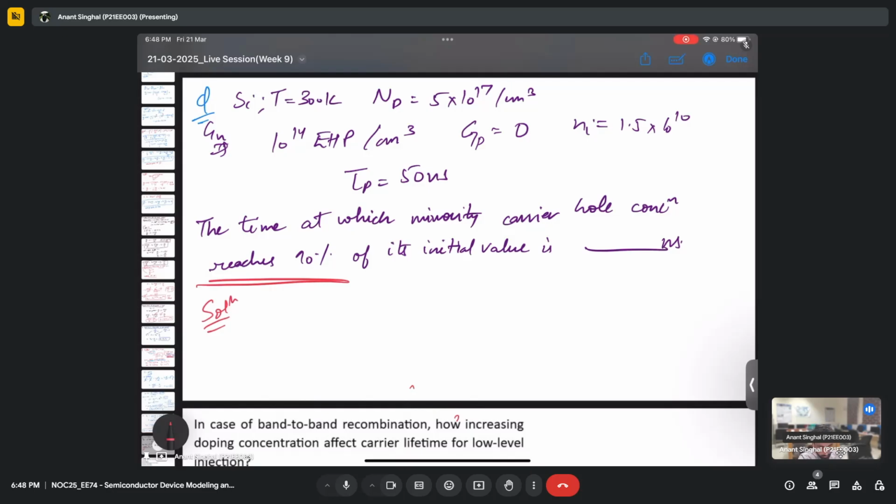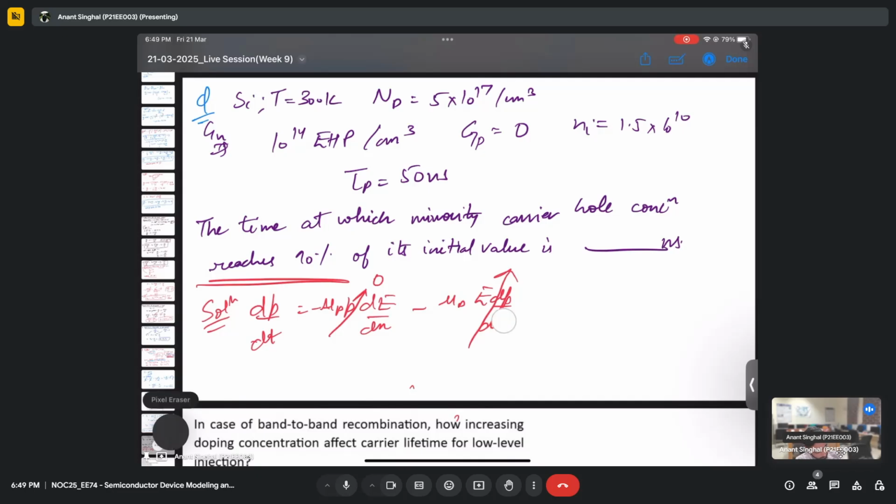So now there are three things in this. There is low level injection, there is no light. So again let's start with the continuity equation. So it is changing with time, but there is no electric field, so the first term will be 0. Okay, so let me write it. Mu p dE over dx. Second term is minus mu p E dp over dx. So since it is steady state, this term will also be 0.